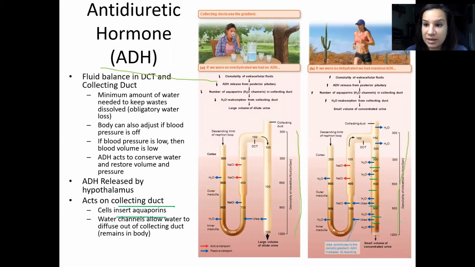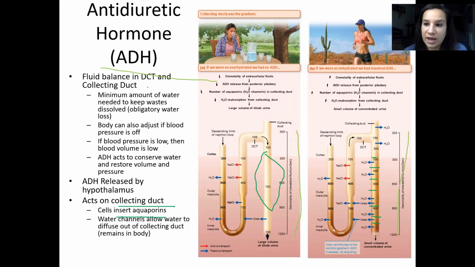If we don't have any antidiuretic hormone that is secreted, then we get no aquaporins. So that's what this panel is showing. No aquaporins, no extra reabsorption. So it just depends on what you did that day and your body's needs.